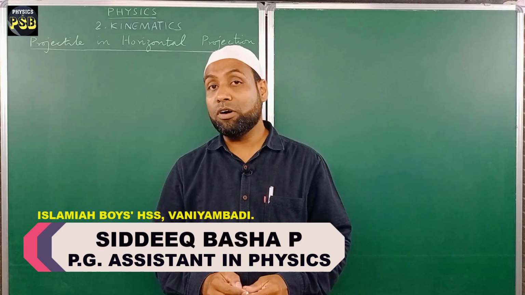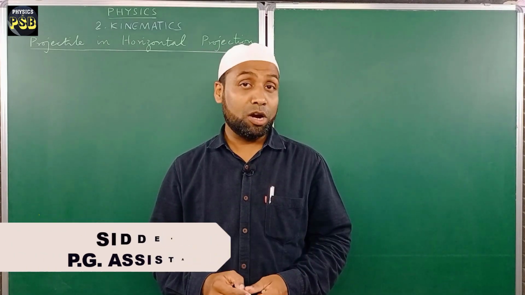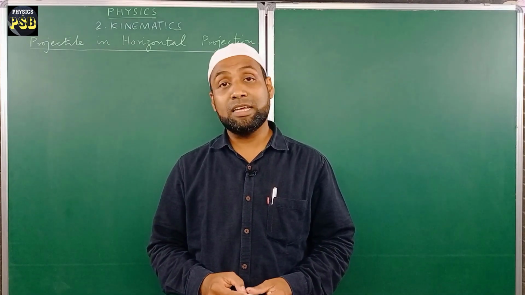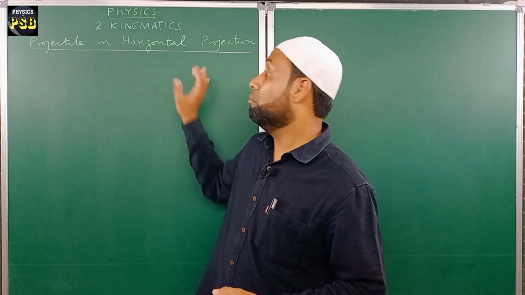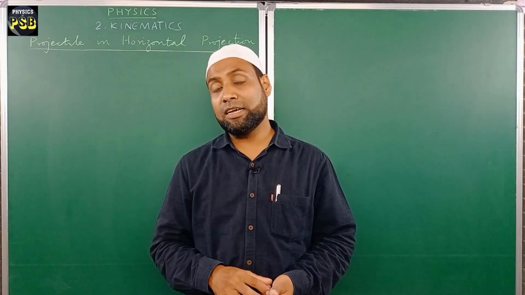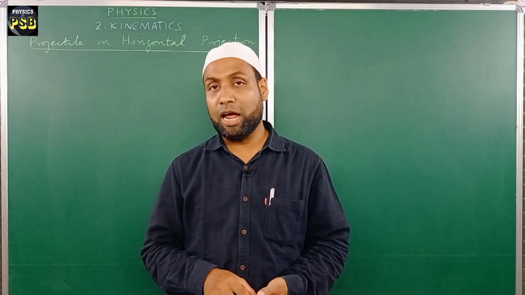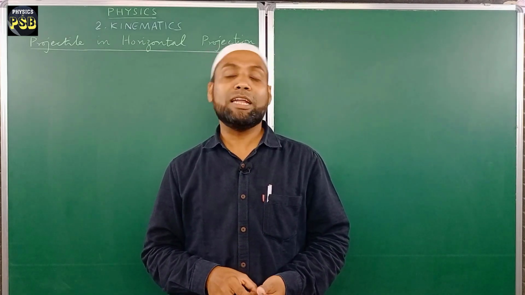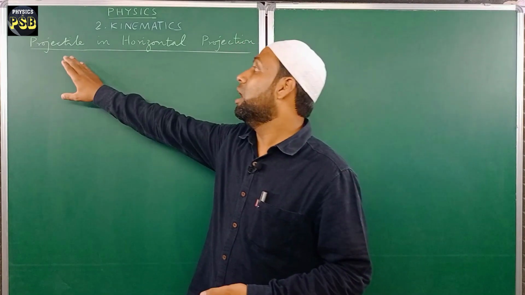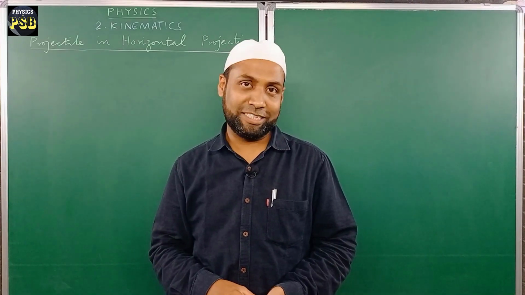We know when an object is thrown with some initial velocity in air and allowed to move only under the action of gravity, then such an object is called a projectile, and the motion is referred to as projectile motion. Now, projectile motion is classified into two: horizontal projection and vertical projection. In this video, we discuss projectile in horizontal projection.